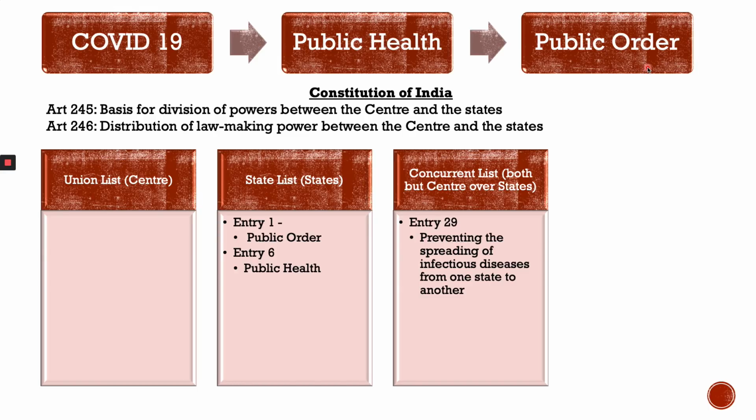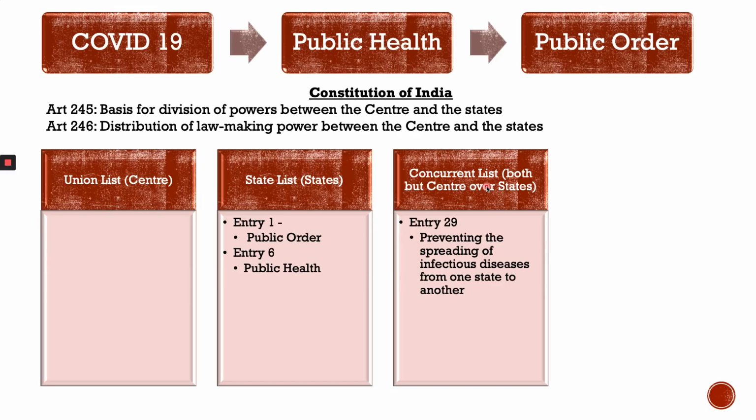The Constitution of India, under Articles 245 and 246, talks about the distribution of powers between the center and the states. While 245 gives you the basis, 246 very clearly defines on what things the center can make law, on what things the state can make law, and on what things both the center and the state can make law. And for this, 246 refers to something called the Seventh Schedule. In the Constitution, the Seventh Schedule identifies three lists: the Union list, on which only and only the center can make law; the state list, on which only and only the state governments can make law; and the concurrent list, where both the center as well as the state governments can make law.